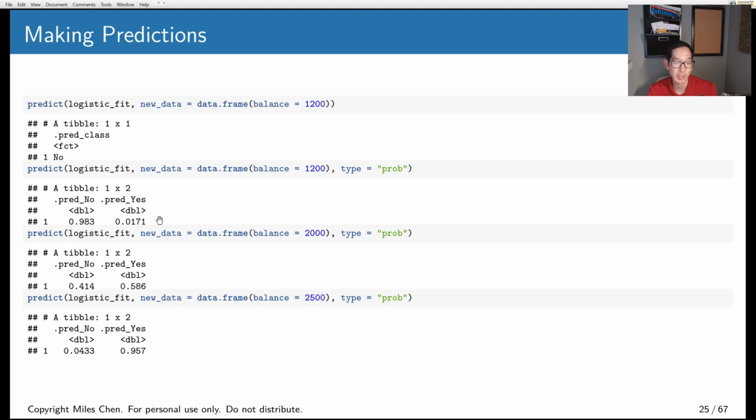If that balance goes up to 2000, then the probability of defaulting goes up to 0.586, and the probability of no drops down. These two numbers just add up to 1 every single time. And if the balance goes up to, say, 2500, and we make a prediction, the probability of defaulting is now 0.957. So we can see it goes from 0.017 to 0.586 to 0.957, going from 1200 to 2000 to 2500.